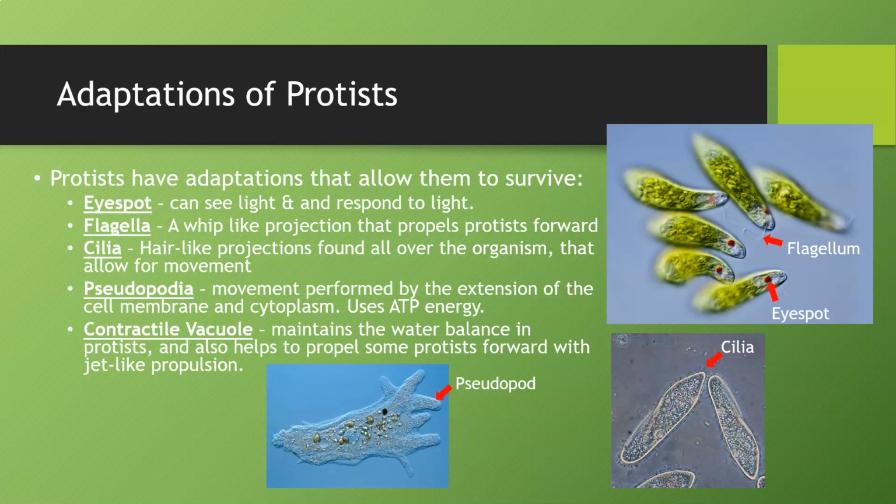There are some protists that move using something called pseudopodia, which is basically extending the cell membrane and the cytoplasm, and uses ATP energy to do this. So if you look at this image here of this amoeba, you can see these projections that are sticking out from the cell. These are pseudopods, and that's what allows the amoeba to move around.